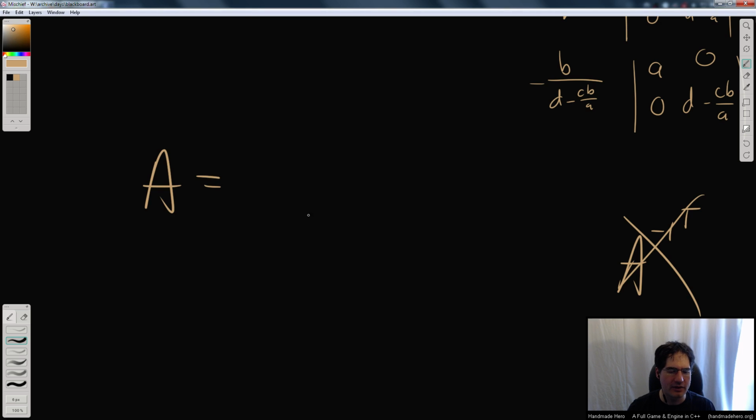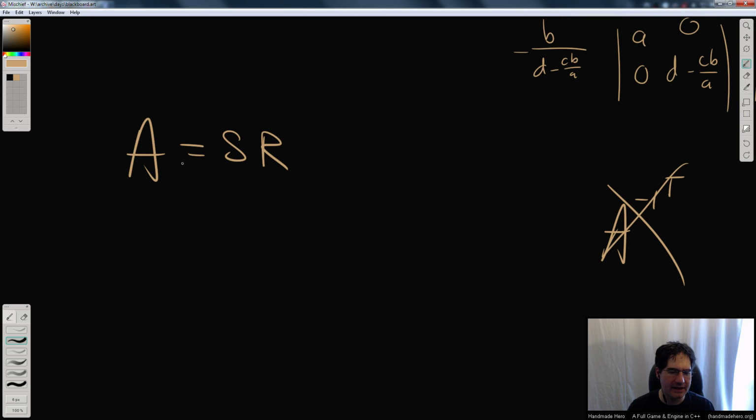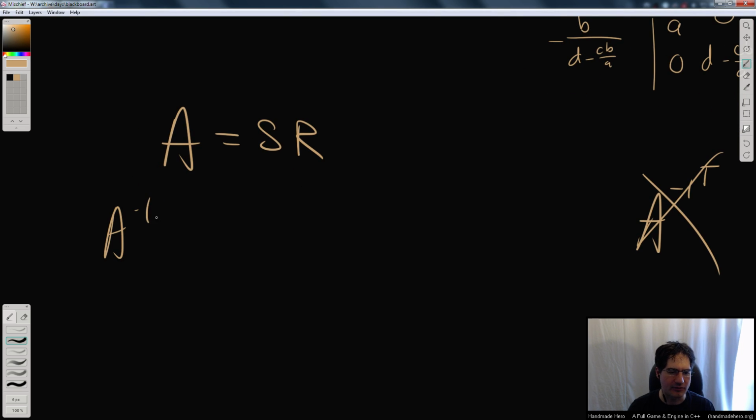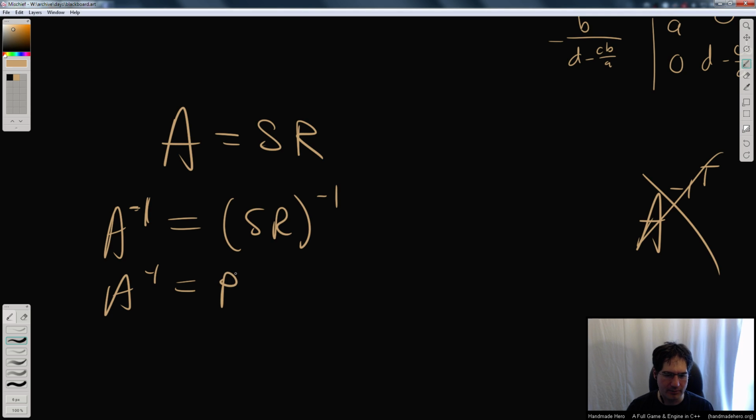If you know that your matrix happens to be a scale times a rotation, and you know what that scale and that rotation were, then instead of computing A inverse, you can just take the inverse of SR. And this is a little more than I probably wanted to get into, but basically that's the same as this.